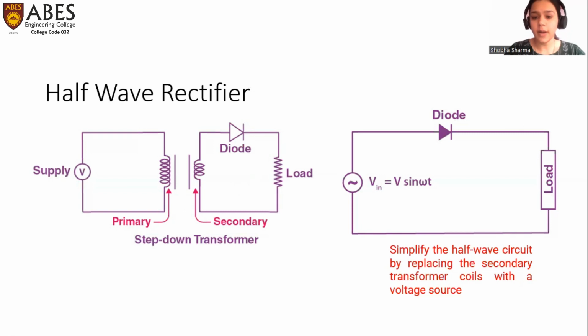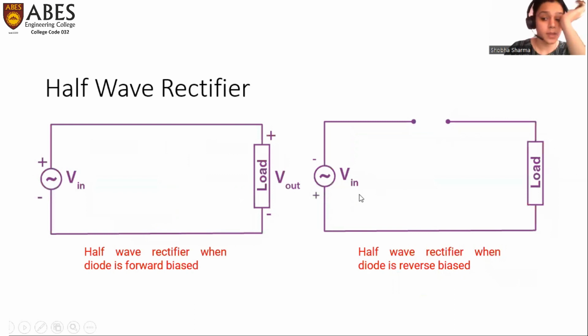In case of positive half, this diode will be in forward bias condition and can be replaced with a short circuit. And in negative half, this diode will be in reverse bias and can be replaced with an open circuit. It can be understood using these two figures. Here, in this case, when the positive half of the input arrives, the diode becomes forward biased and is replaced with a short circuit.